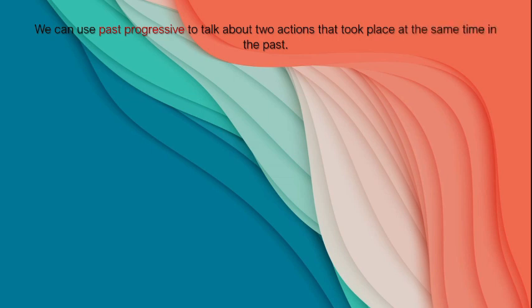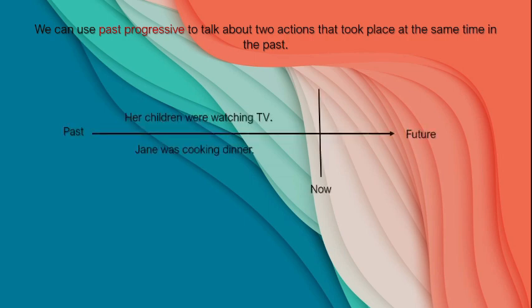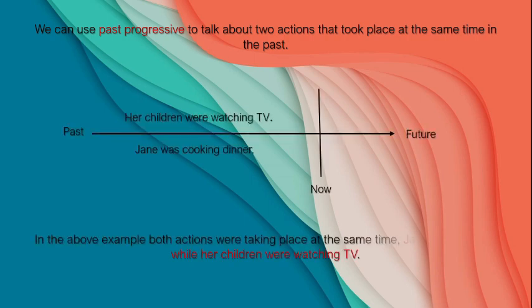We can use past progressive statements to talk about two actions that took place at the same time in the past. For example, in the above example, both actions were taking place at the same time. Jane was cooking while her children were watching TV.